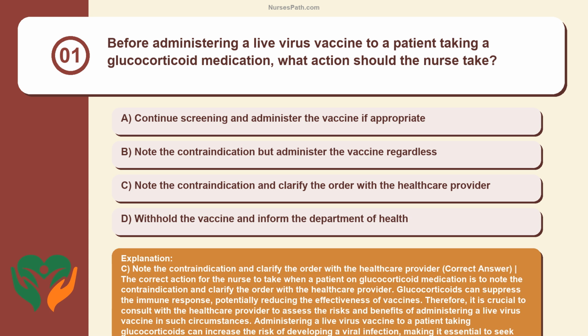C. Note the contraindication and clarify the order with the healthcare provider. Correct answer. The correct action for the nurse to take when a patient is on glucocorticoid medication is to note the contraindication and clarify the order with the healthcare provider. Glucocorticoids can suppress the immune response, potentially reducing the effectiveness of vaccines.